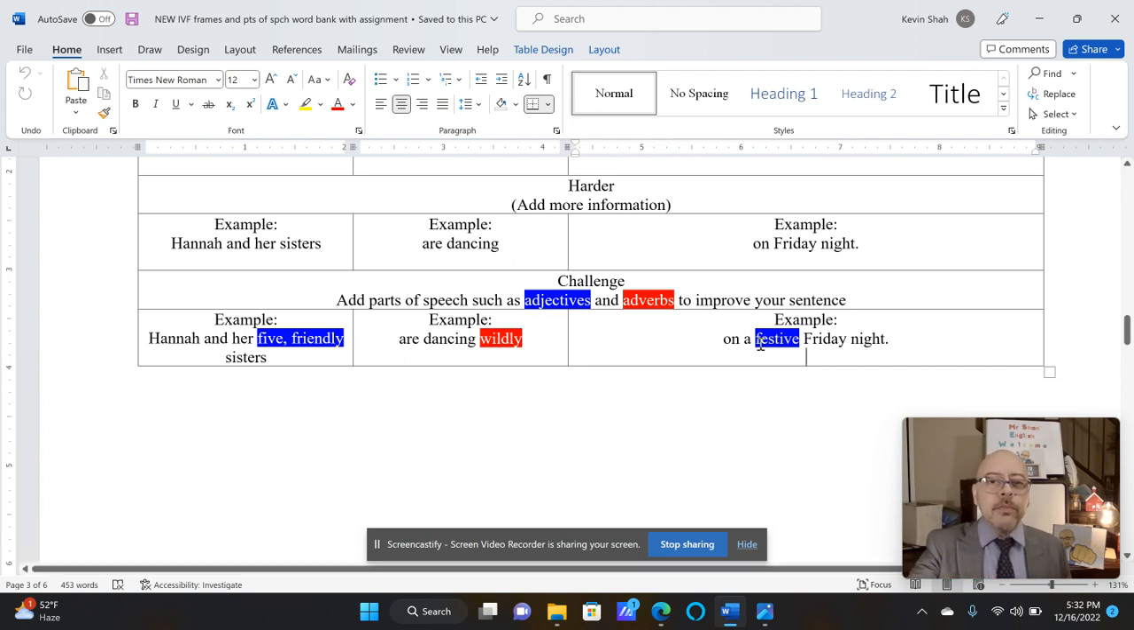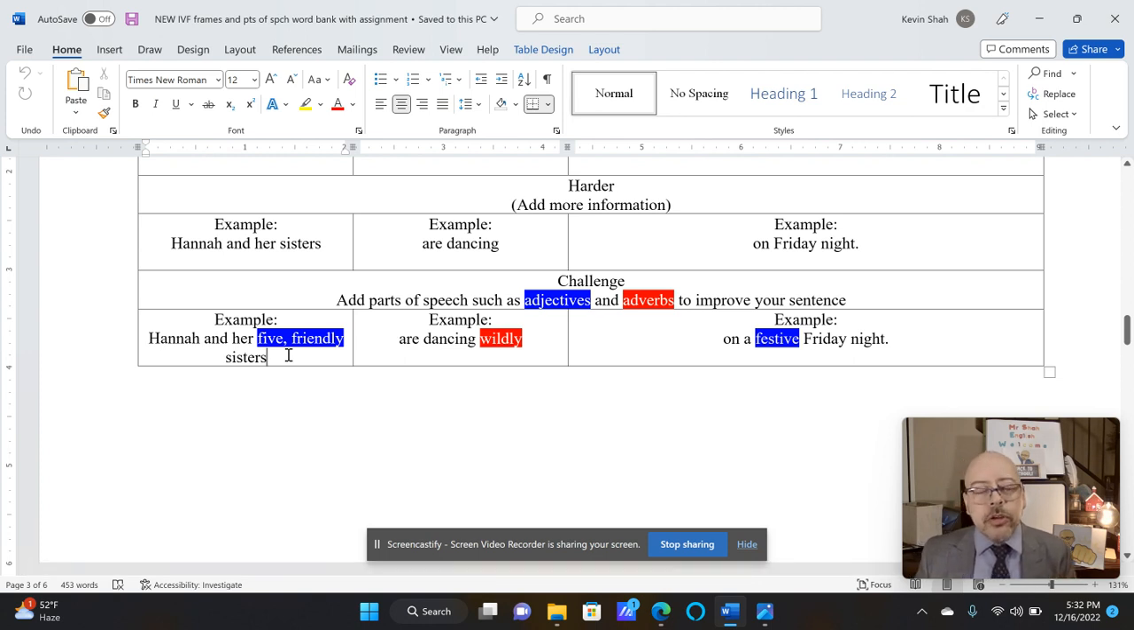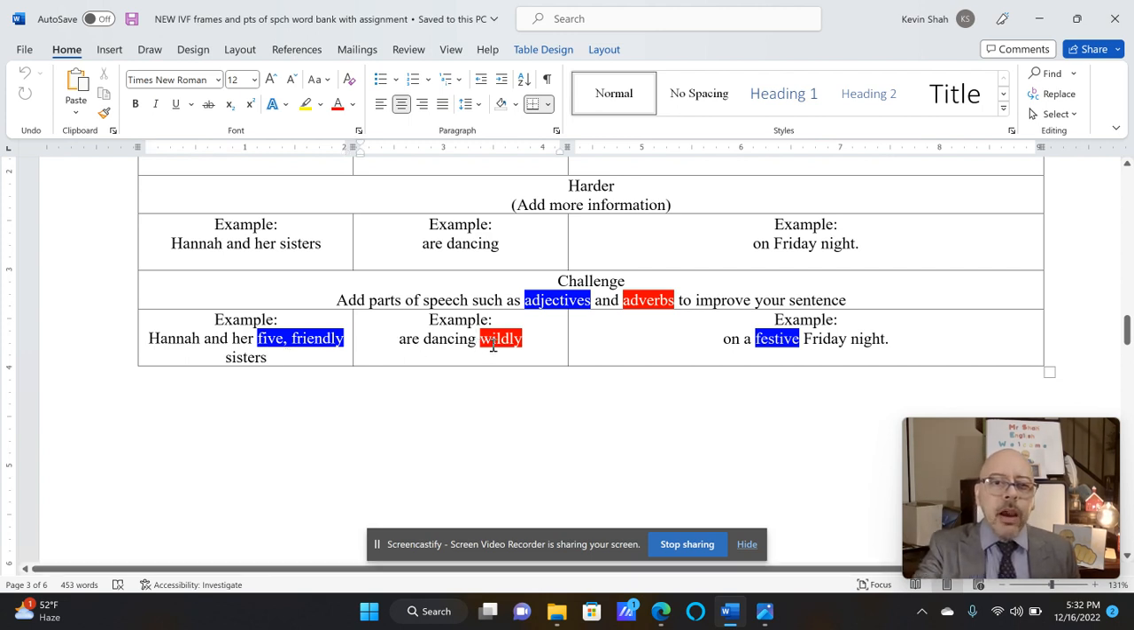That was pure luck. Okay, so the point here is that when you write your first sentence, you want to start to elaborate by focusing here on these adjectives and focusing on Hannah and her sisters. And remember how we talked about you can really visualize this and then use your visual memory to write these things. And then we modify dancing by saying how, wildly. And we modified Friday by saying festive.